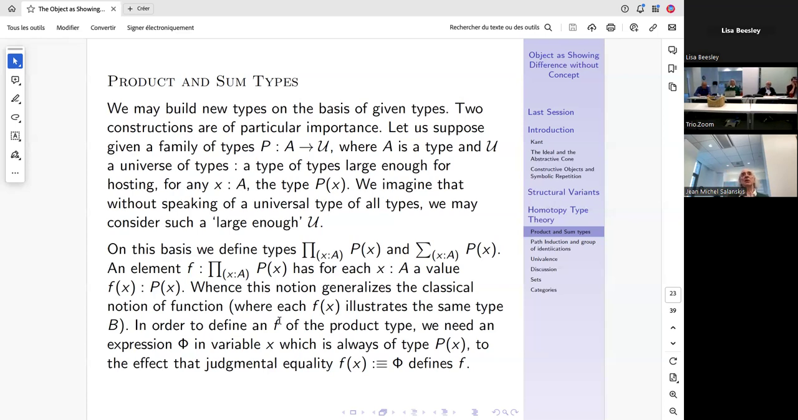But probably in order to define this function f inhabiting the product type, we will need a judgmental equality, f(x) ≡ φ, with φ an expression in variable x, which is going to be always of type P(x).